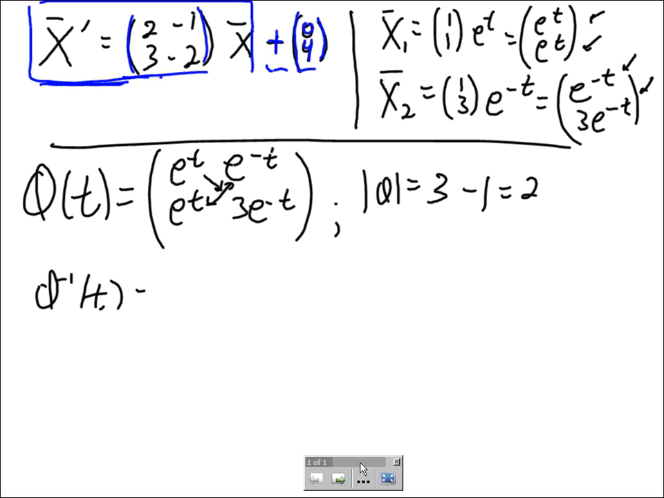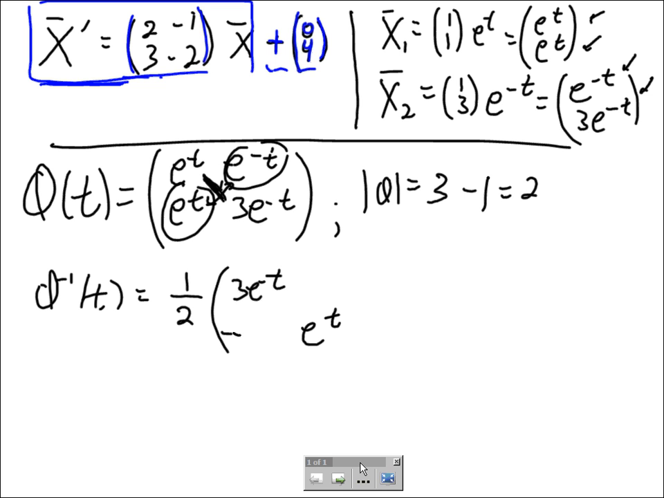So the inverse is 1 over the determinant, which is 2, and then you play the games with the entries. You switch these two entries. The e to the t goes there, and the 3e to the negative t goes there. And these two entries stay just where they are, except their sign changes. E to the t becomes negative e to the t. E to the negative t becomes negative. That's the inverse.